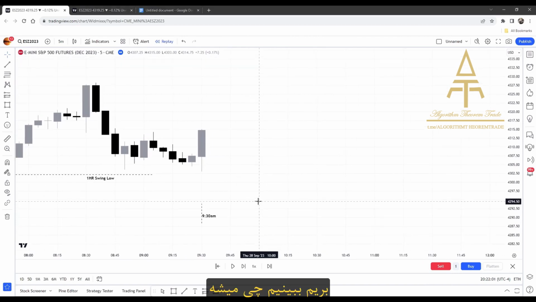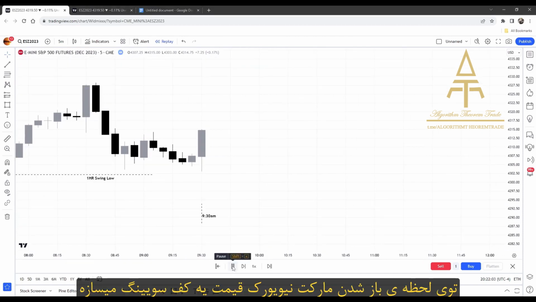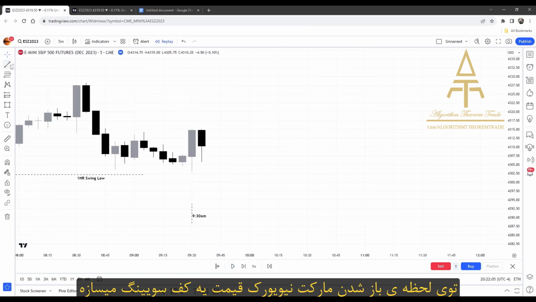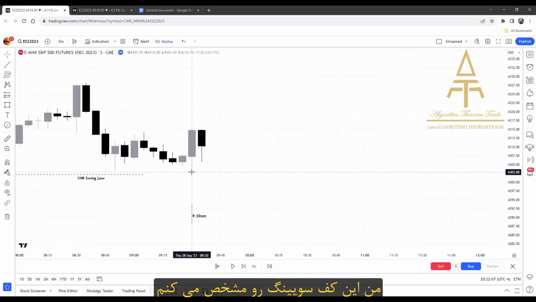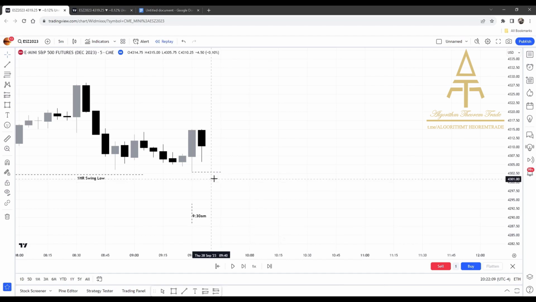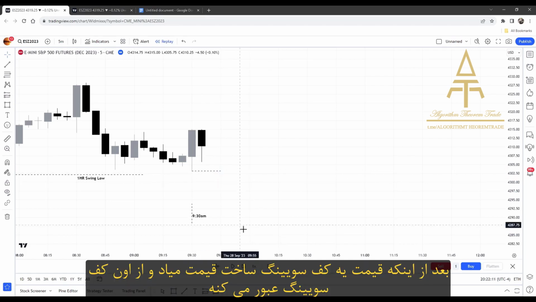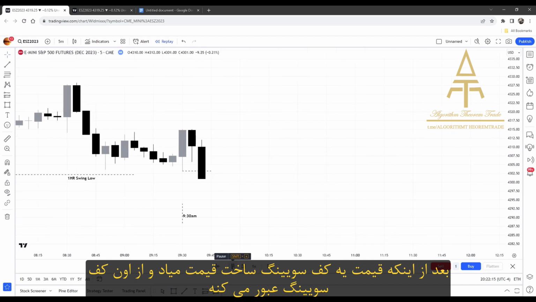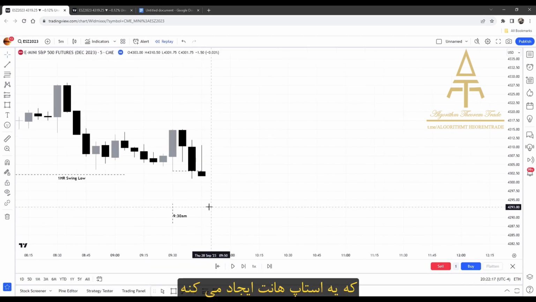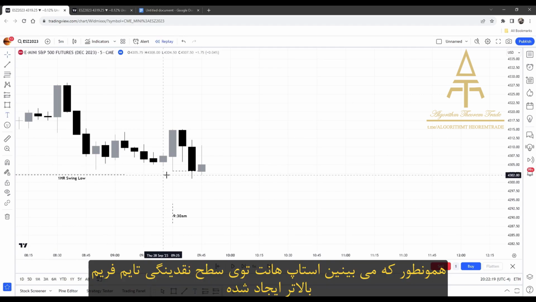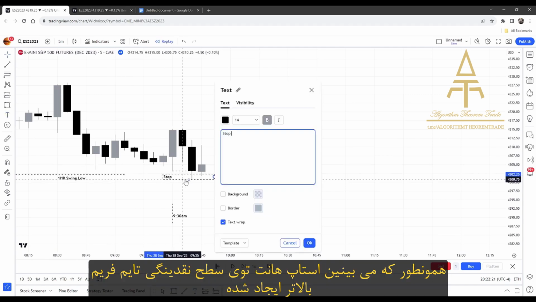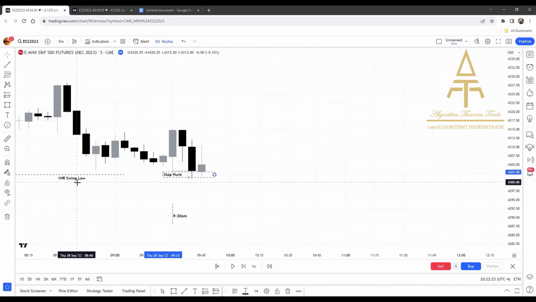Let's see what happens. At New York Open, price creates a swing low. I will identify the swing low. After price creates the swing low, price runs through the swing low, causing a stop hunt. As you can see, the stop hunt occurred at the higher time frame level of liquidity, the hourly swing low.